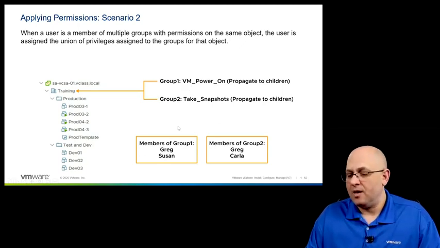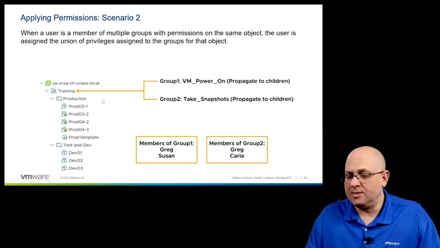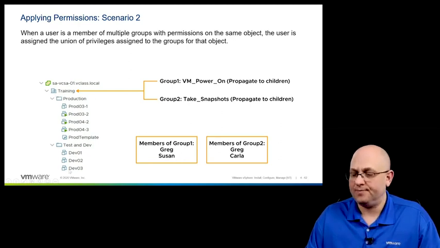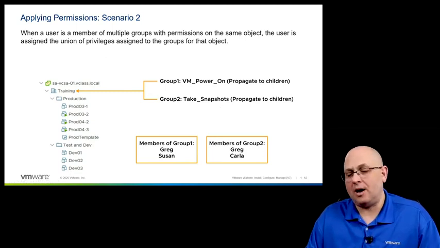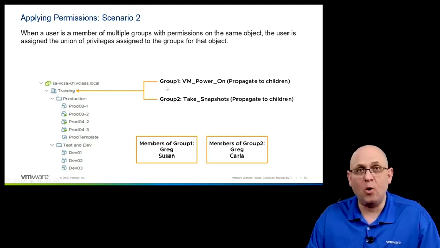Excellent. So group 1 has members Greg and Susan. On the training data center, they can power on all the virtual machines. Group number 2, we have a custom role that says take snapshots. Any members of that same training data center, right? So I have two permissions, different groups. These are groups of users, okay, on the same object. Any users of group 2 can take snapshots, okay? Greg and Carla are members of group 2.